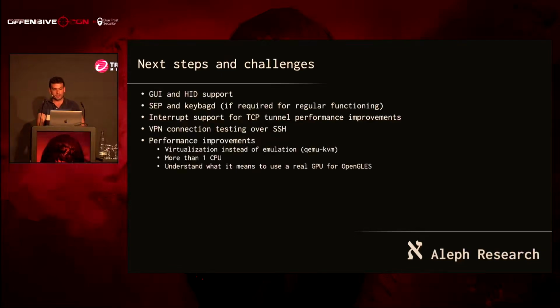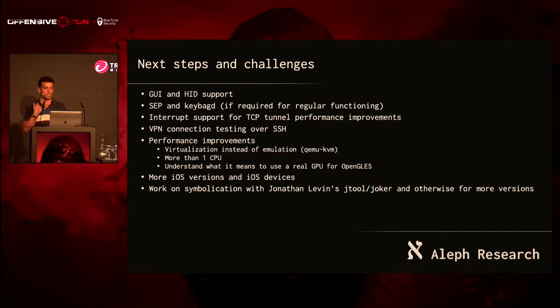We want to use KVM virtualization instead of emulation. We want to investigate using more than one CPU. And once we get GUI support, we want to understand if software rendering is fast enough or we need to do something else. We want to support more iOS versions for more iOS devices.